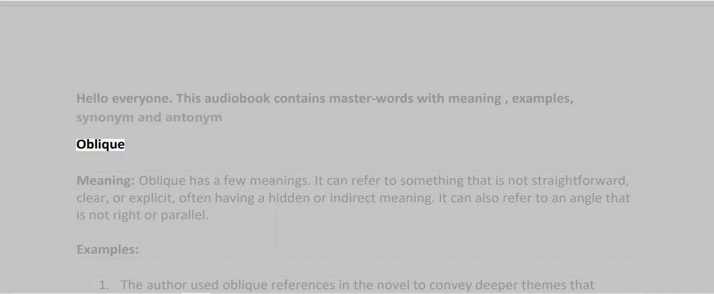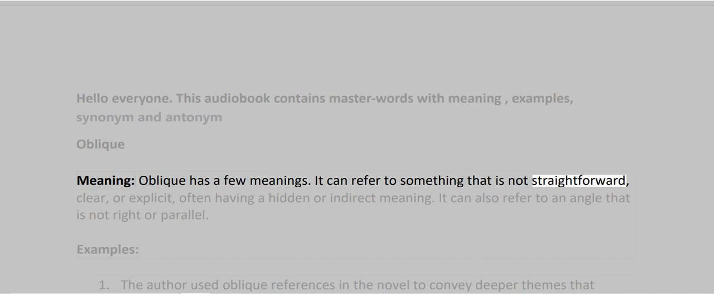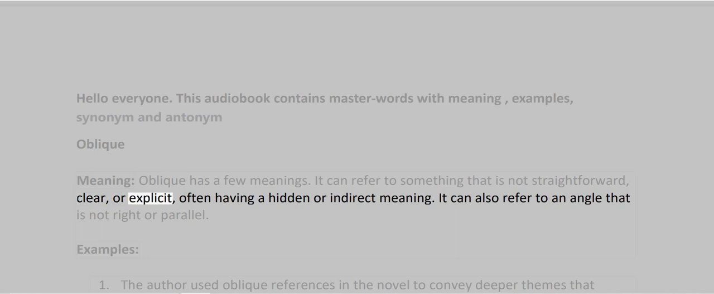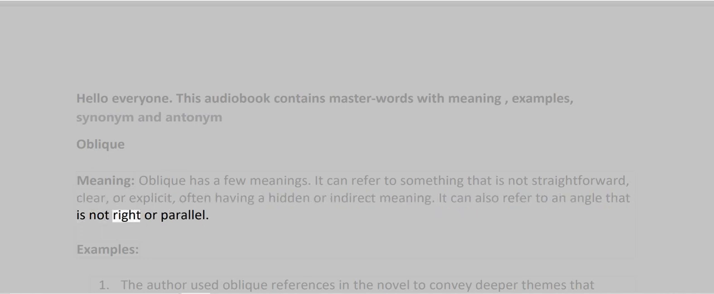Oblique. Meaning. Oblique has a few meanings. It can refer to something that is not straightforward, clear, or explicit, often having a hidden or indirect meaning. It can also refer to an angle that is not right or parallel.